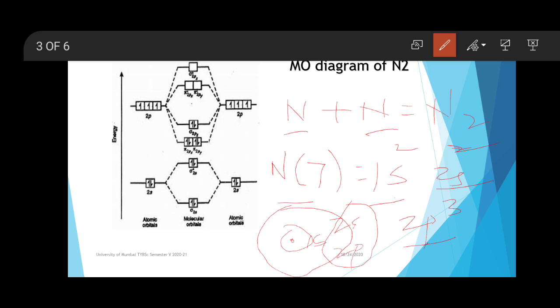There is no need to write the 1s orbital, because the 1s orbital remains as a non-bonding orbital, but the 2s and 2p orbitals are the valence shell orbitals, and hence they take part in the formation of a bond in the molecule.